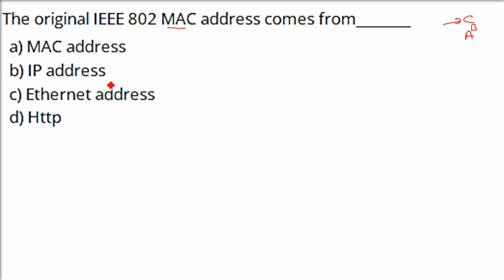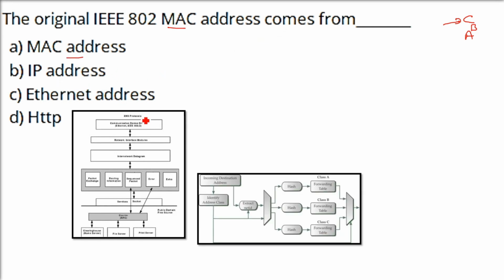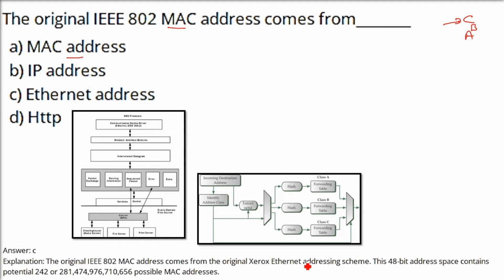So the answer here is C, Ethernet address. Now you'll be saying, why Ethernet address? Why is this IEEE 802 MAC address, which is a unique address, called the Ethernet address, and where does it come from? From Xerox. Which Xerox? This original IEEE 802 MAC address has come from the original Xerox Ethernet addressing system. Xerox Ethernet addressing system. And this 48-bit address space contains the potential 2^48, or there is a possibility of multiple MAC addresses.